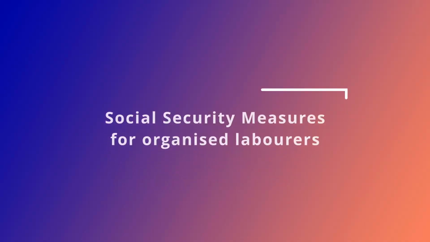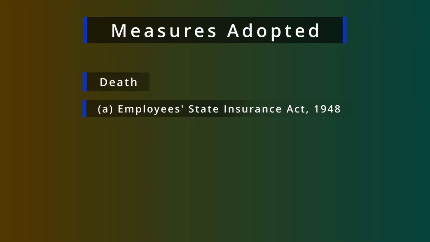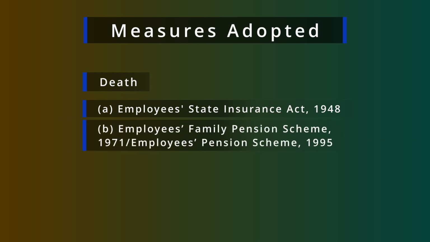Now, first of all, we are focusing on the social security measures for organized laborers. The government has adequate information regarding them, and they can provide different social security for them. So it is very easy for the government to find different schemes. Soon after independence, the Employees State Insurance Act was implemented in 1948. After that, the family pension scheme of 1971, replaced by the Employees Pension Scheme 1995, was implemented.